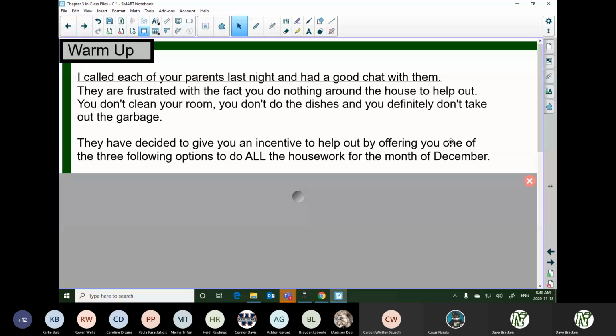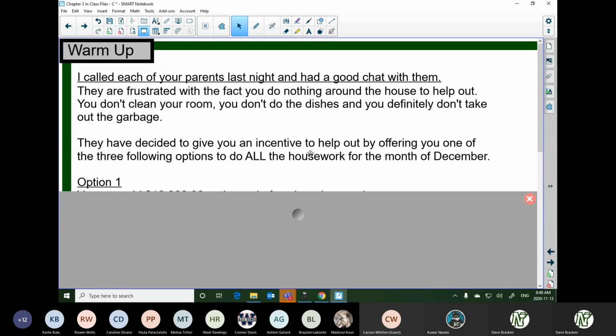So starting December and all the way till the end of December, you guys are going to do all of the chores, everything around the house. So you're going to clean up your room. You're going to clean up the mess from dinner. You're going to take out the garbage. You're going to dust and vacuum and take the dog for a walk. You're doing everything. But here's what your parents have agreed to, and I'm not lying to you here. Your parents will give you three options, and here's the very first option.